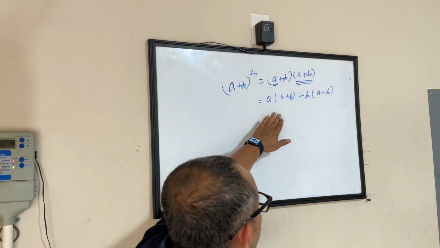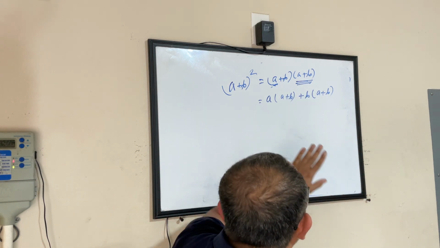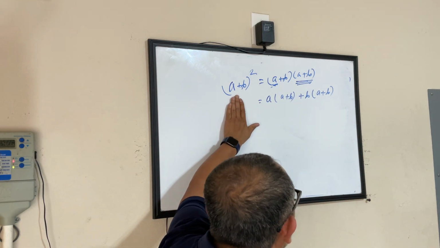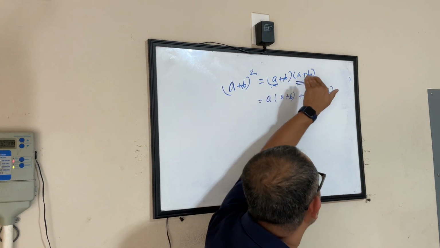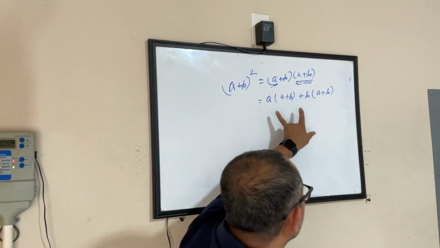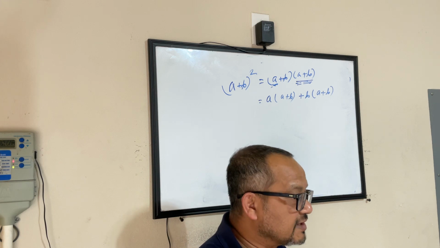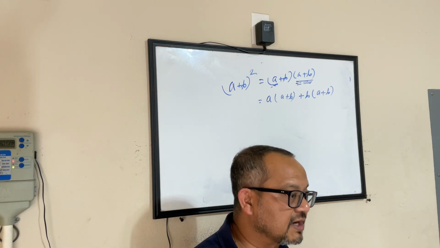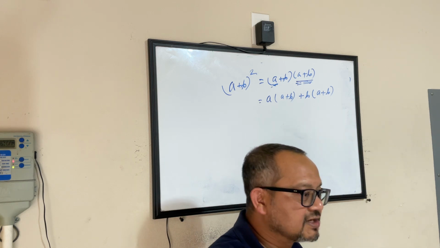My question to you was that I have (a plus b) whole square. What does it mean? Something square means something into the same thing. Now I am breaking it open. Up to this much, what is the confusion, you tell me? If there is a confusion, I would certainly want to answer that before I go to the next topic. Yes, Dikshita, you're saying something.